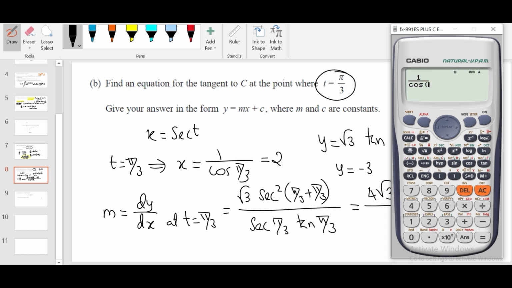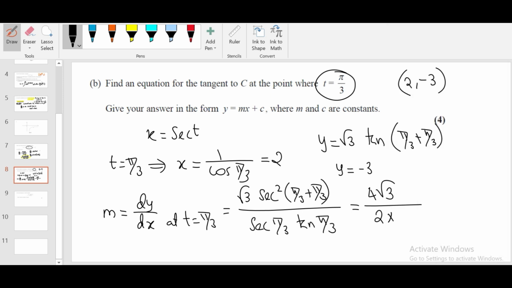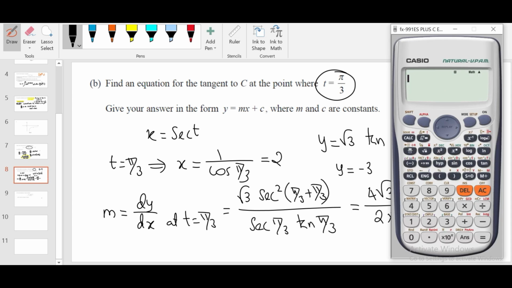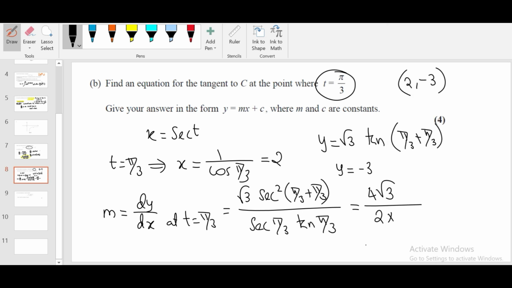1 over cos pi over 3 is 2. Actually, basically, secant pi over 3 is 2. Now tan pi over 3. Close the bracket, you will get root 3. So you can cancel this, you will get 2.